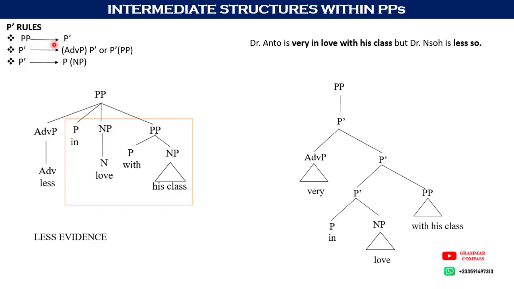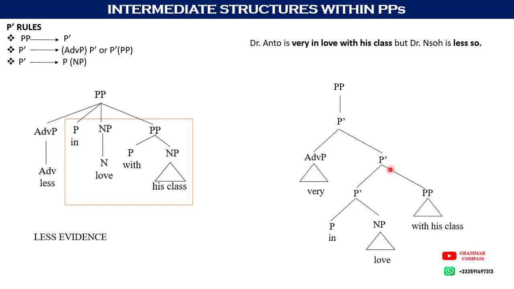Now, this is the rule that we propose, that the PP consists of a P bar, that is an intermediate level, and then this intermediate level can be attached with modifiers and qualifiers, and the last level introduces the preposition and then the noun phrase. That is exactly what we have over here. So the prepositional phrase moves to a P bar every time.